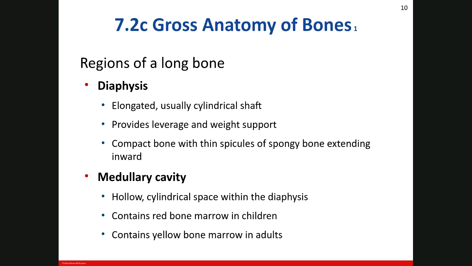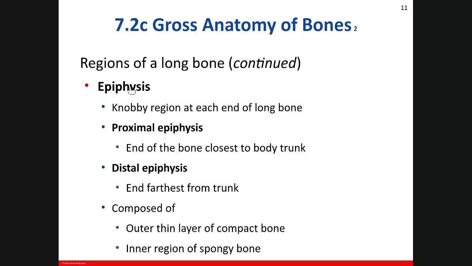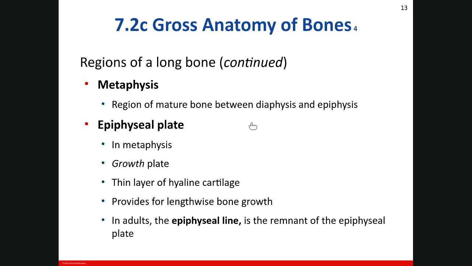We have different regions for our bone. We have the diaphysis, which is actually the body or shaft of the bone. We have the medullary cavity, which is located inside the diaphysis. We have the epiphysis, one proximal and the other distal, and we have the metaphysis, which is a region between the epiphysis and diaphysis. The other name of the metaphysis is epiphyseal plate. In children it is the epiphyseal plate, and in adults, we call it epiphyseal line.